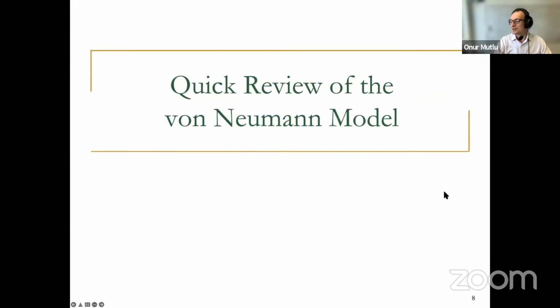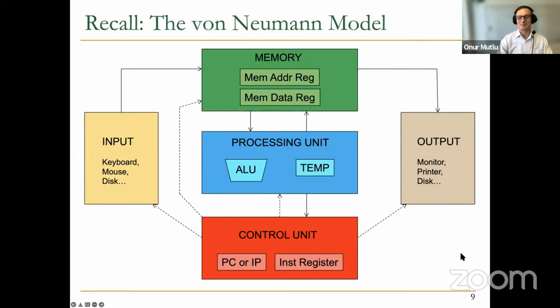So before I jump into new material, let's quickly review the von Neumann model. This is basically the pictorial view of the von Neumann model. It consists of 5 components: memory, processing unit, control unit, and input and output. And we discussed each of them yesterday. We focused a lot on the control unit.